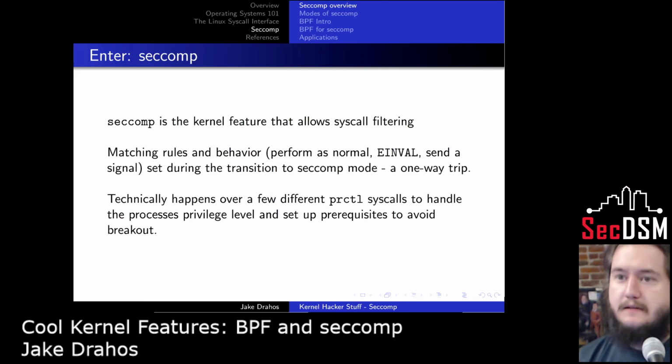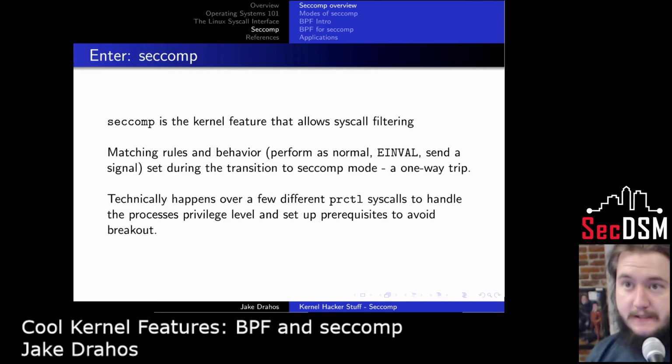It has a very flexible and powerful way of expressing any sort of matching rules and the behavior that should be performed. So it doesn't just simply say whether or not something is allowed. You have options to go ahead and perform that syscall as normal, to return an EINVAL, just saying that it's an invalid syscall, or you can even send a signal to the process and basically have the process execute some other code instead to, for example, emulate the behavior it was expecting from that syscall without actually having to perform it.